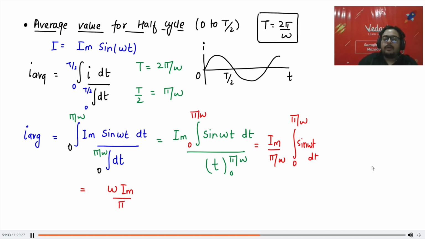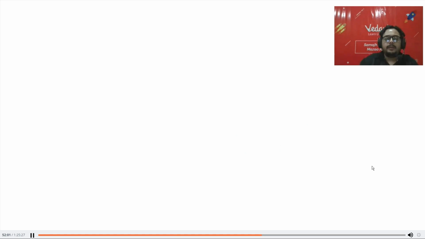What is the integration of sin omega t? Integration of sin omega t is minus cos omega t by omega. Omega will get cancelled out. Im by pi, the minus sign will come out. Let me write on the other slide, otherwise there will be confusion.